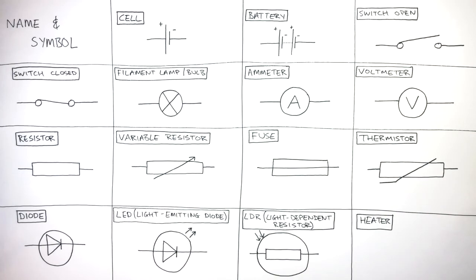A heater looks like a resistor, except there are four lines in that resistor drawn equally spaced apart. A heater heats the surroundings by transferring energy from the electric current to the surroundings.